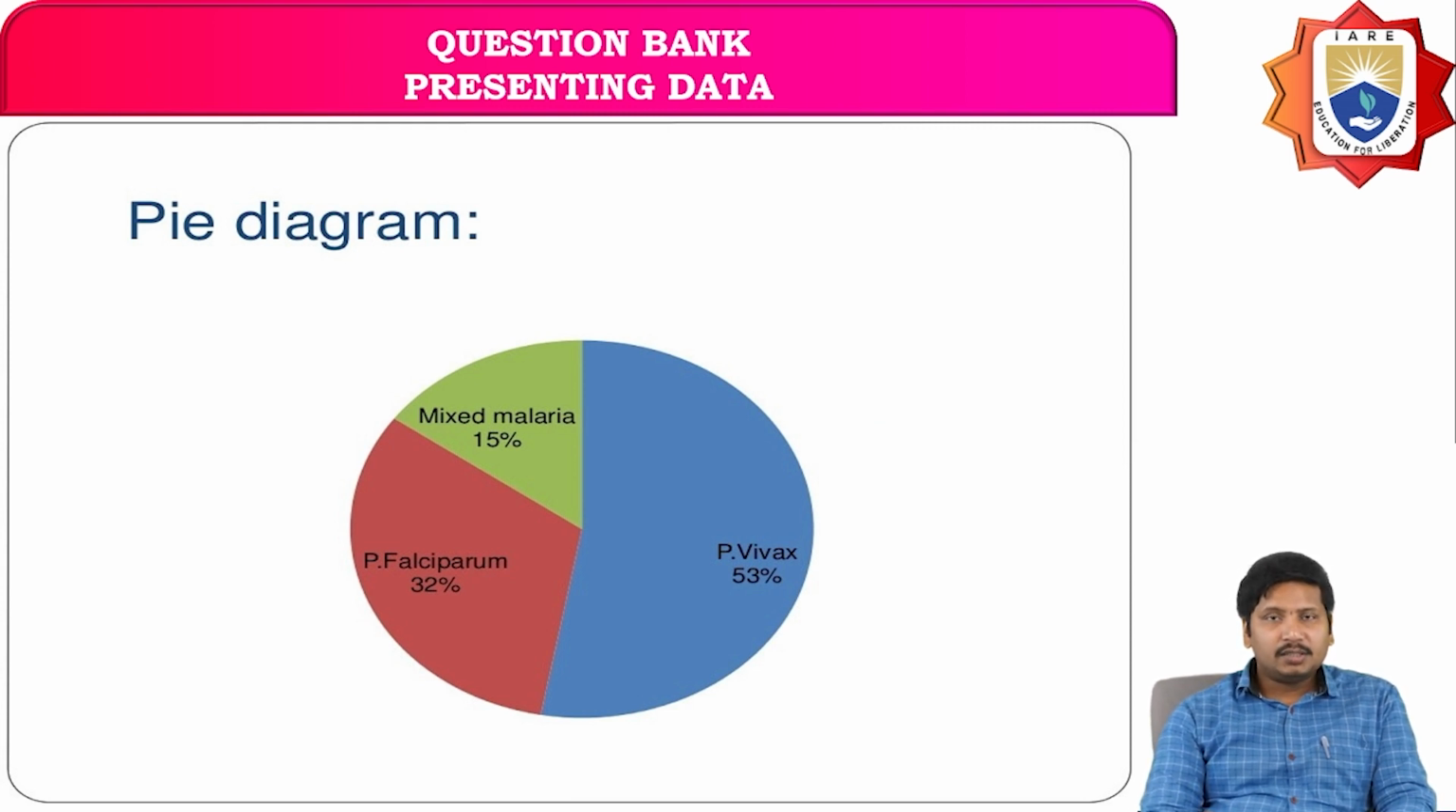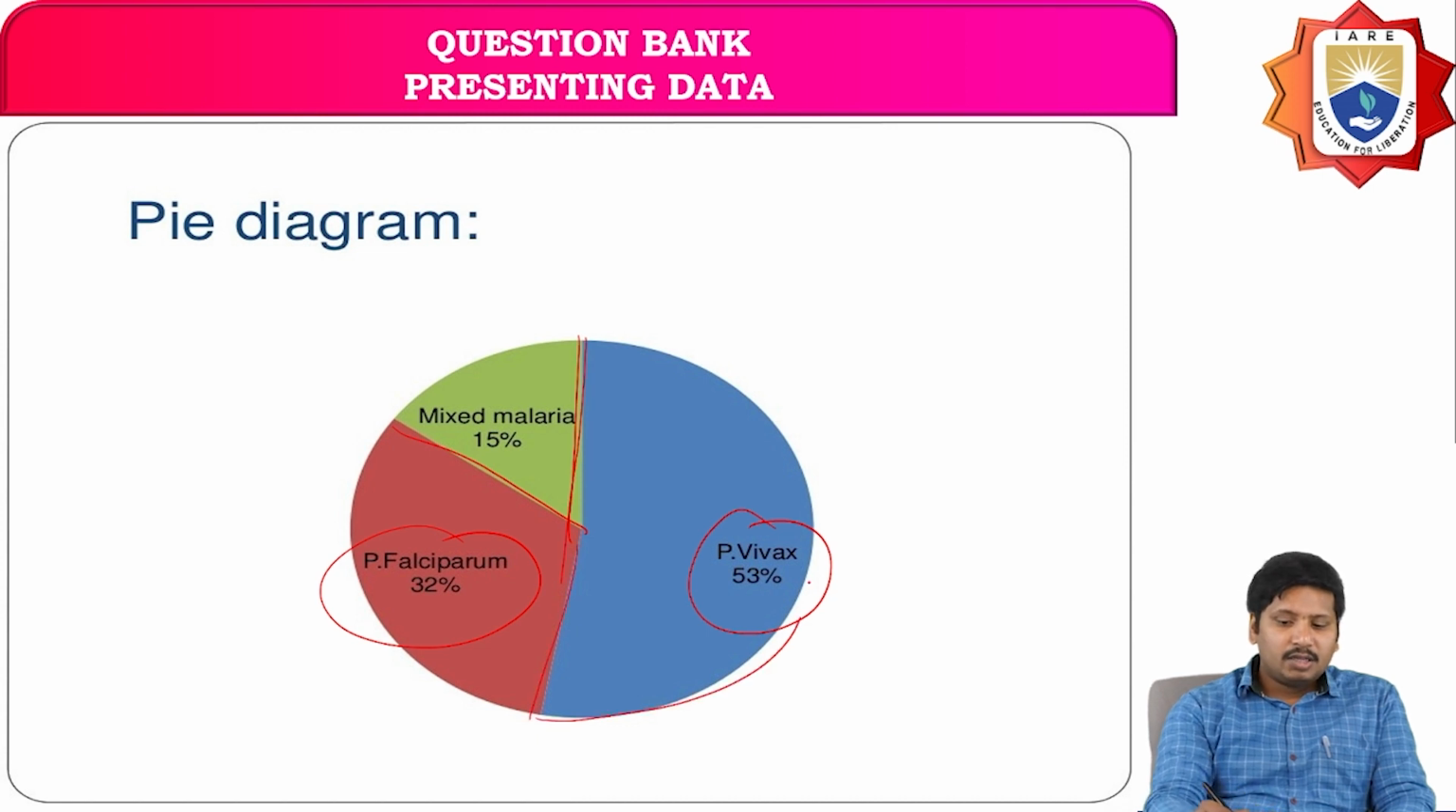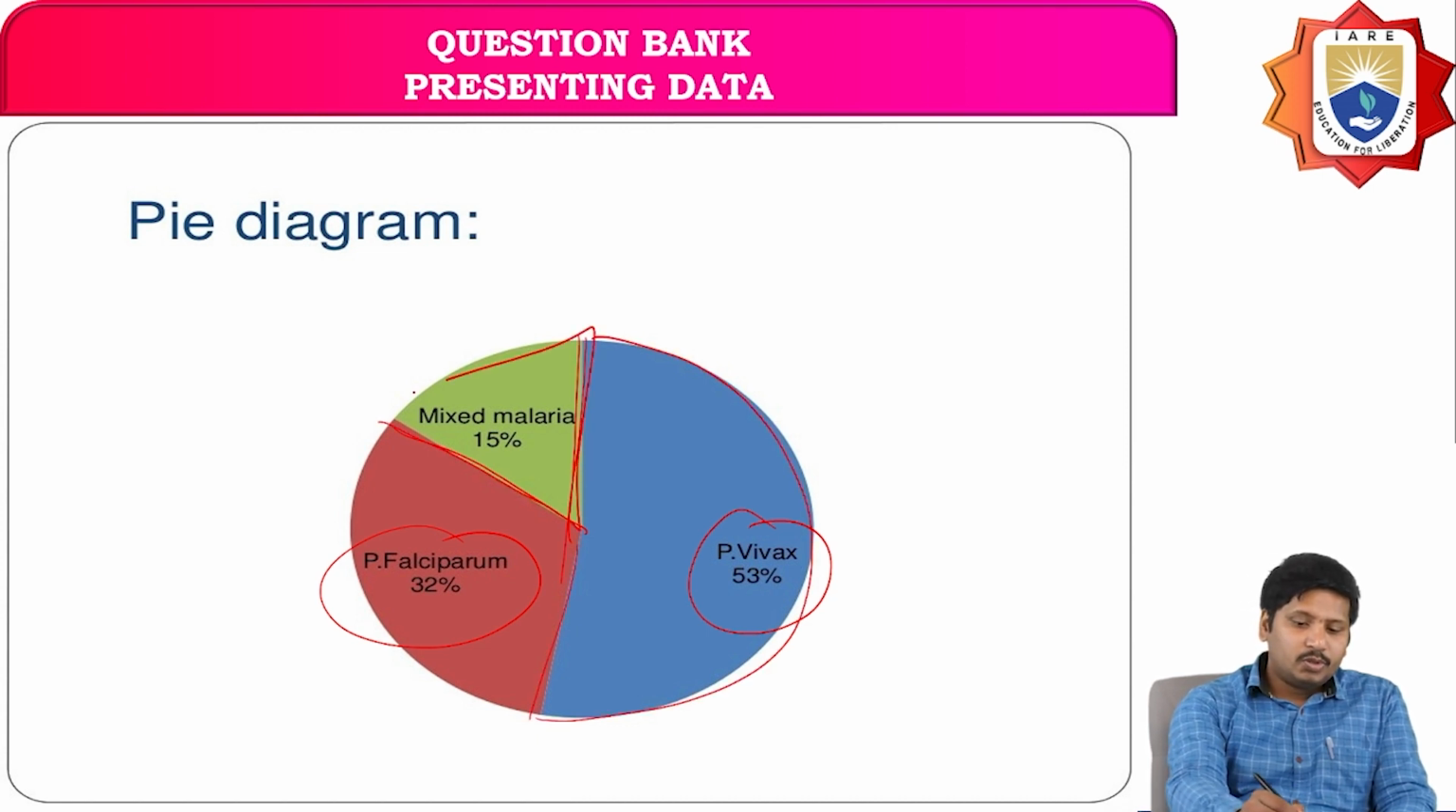Here the circle is considered and divided into parts, showing what percentage of people suffer from Vivax and what percentage of people suffer from falciparum. Like this, I want to show it. Each color represents one segment portion, and together they should equal 100%.